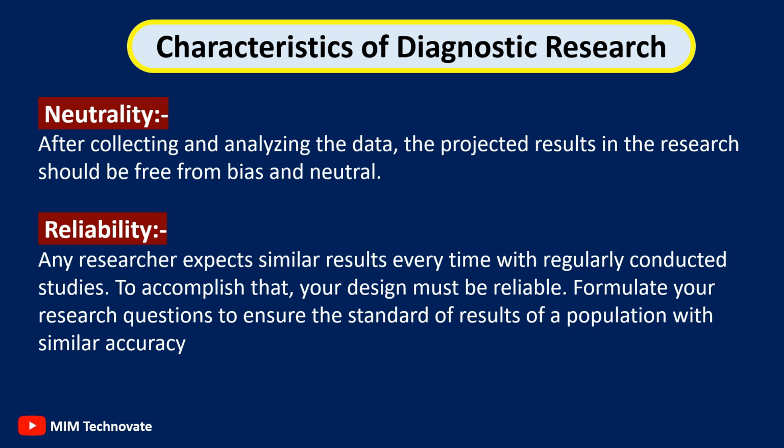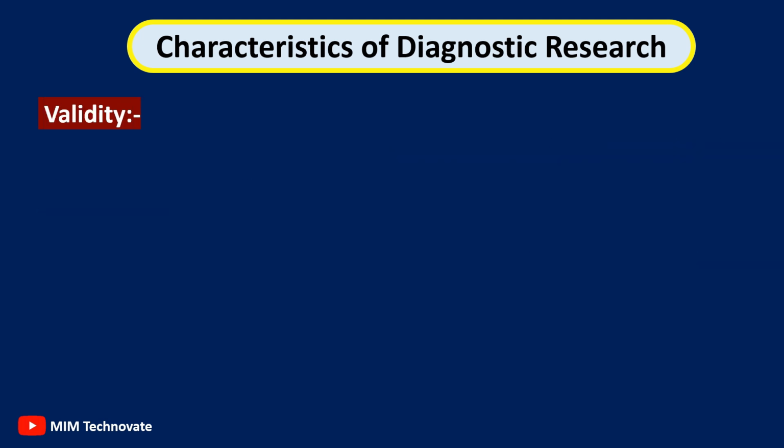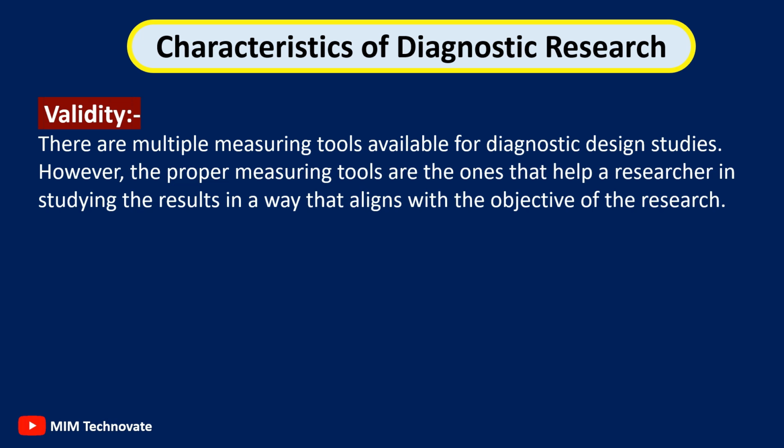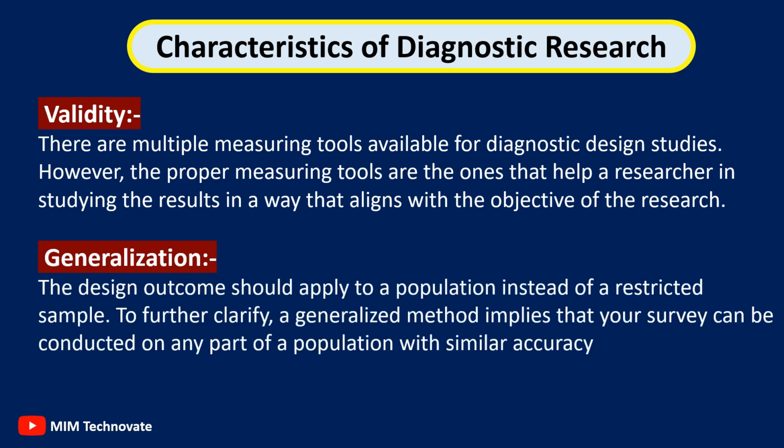Validity. There are multiple measuring tools available for diagnostic design studies. However, the proper measuring tools are the ones that help a researcher in studying the results in a way that aligns with the objective of the research. Generalization. The design outcome should apply to a population instead of a restricted sample. To further clarify, a generalized method implies that your survey can be conducted on any part of a population with similar accuracy.